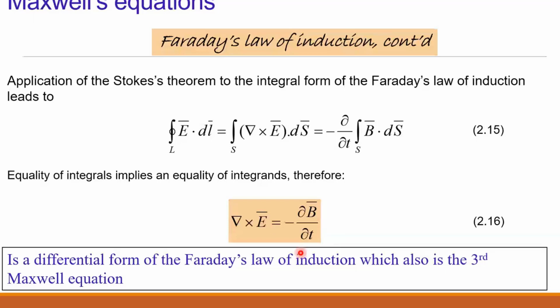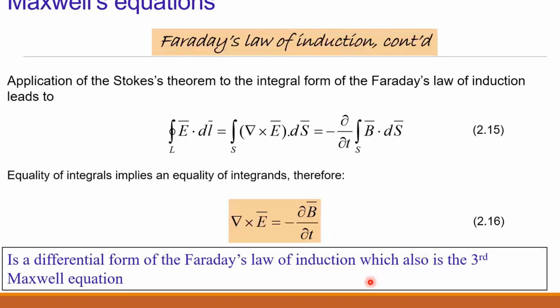And this equation is also called the differential form of Faraday's law of electromagnetic induction, which is also known as the third Maxwell's equation, right? So this is the main change. Now we have converted E. We also want to know what H is. So let us first move to Ampere's law, then we will move to the continuity equation.